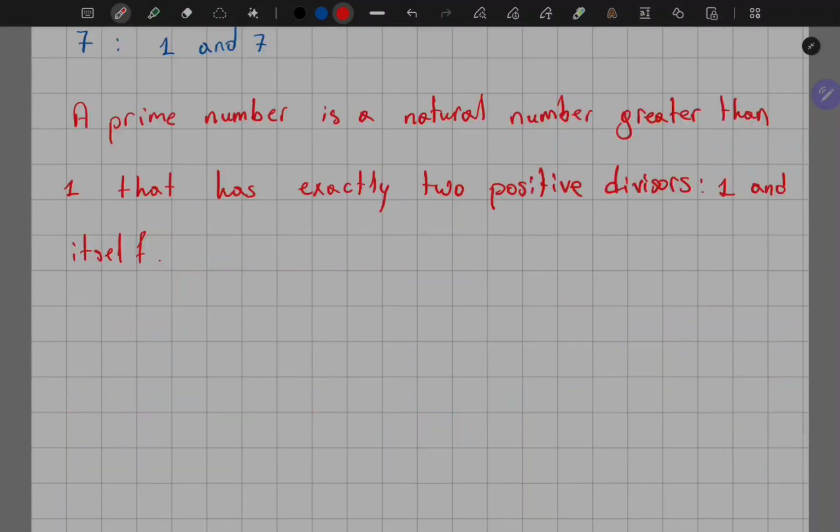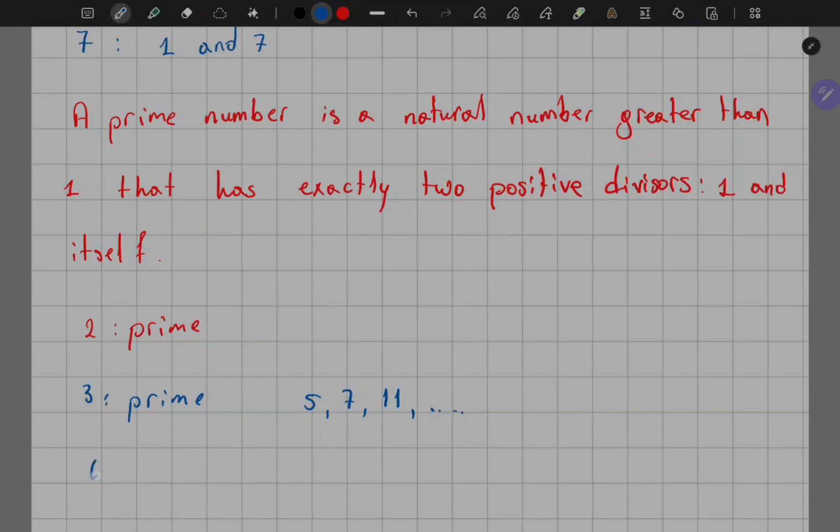Let's look at a few examples. For example, 2 is a prime number. It is divisible by only 1 and 2. 3 is also prime. 5, 7, 11, and so it goes on. These are all prime numbers, but not every number is prime.